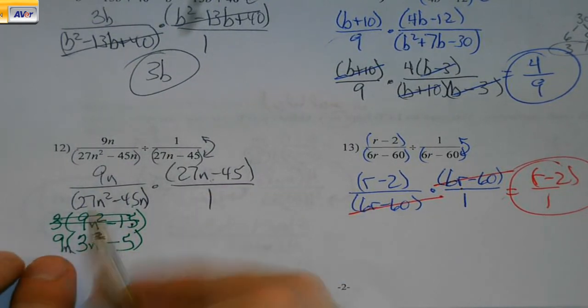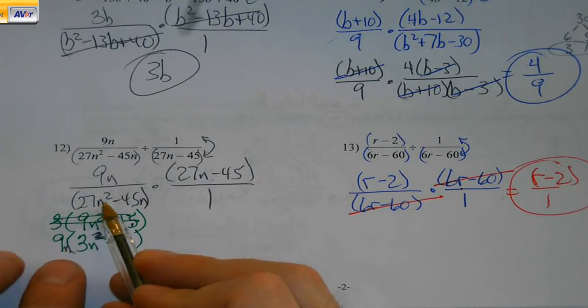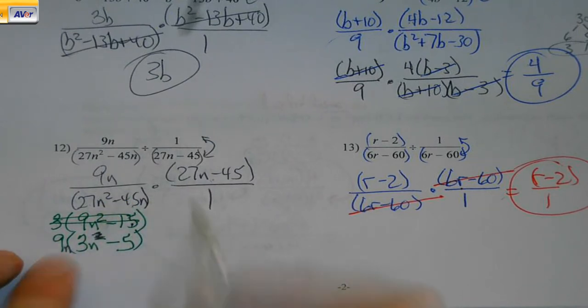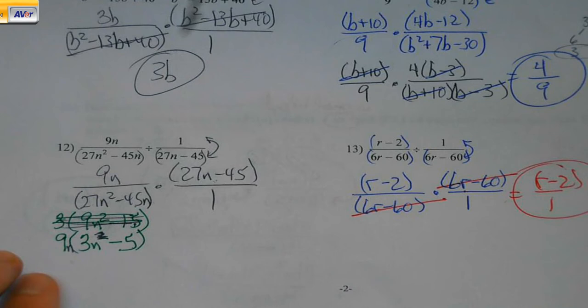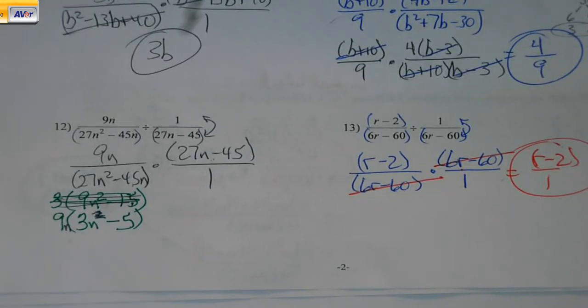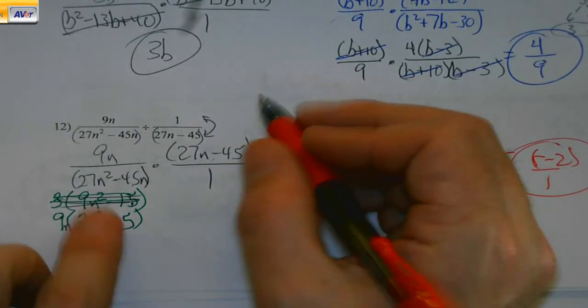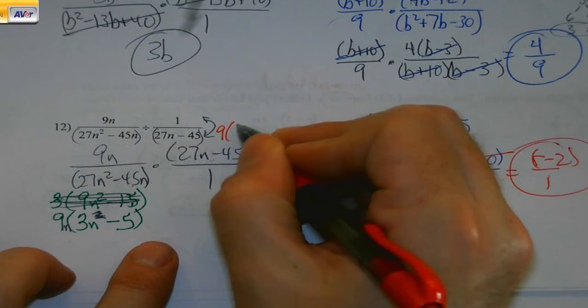9 times 3 is 27, n times n is n squared. 9 times negative 5 is negative 45n. Okay, it took us how many times there? 3, I think, but we got it right. And now it helped us learn a lesson that 9 is the number that's going to come out up here.